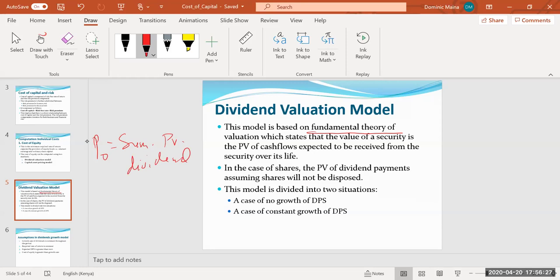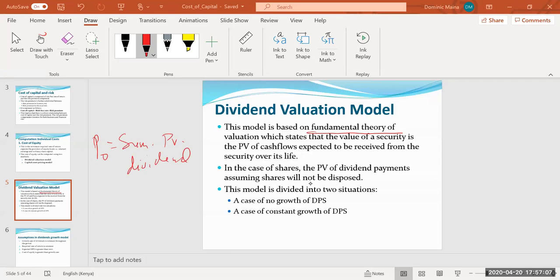So here, of course, one of the key assumptions we are making, we shall mention the assumptions later on, is that the companies you're going to be trying to assess the cost of equity for do pay dividends. Because if you assume the company doesn't pay dividends, then you can't apply the theory, you can't apply the model. So the first key assumption is that the company you're trying to assess the cost of equity for does pay dividends.